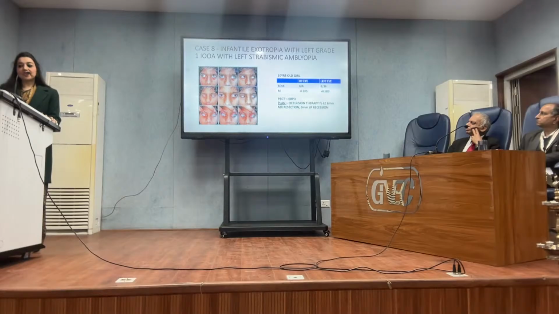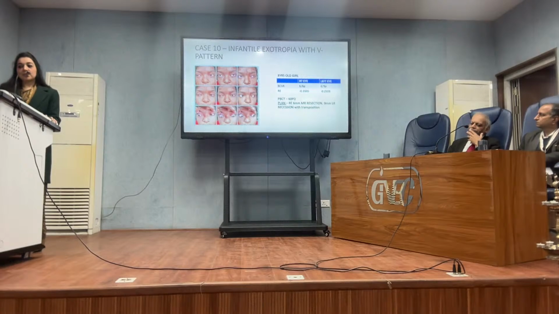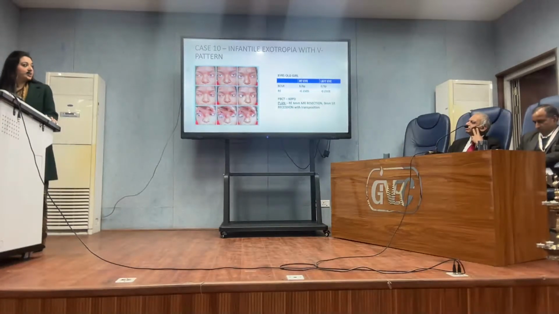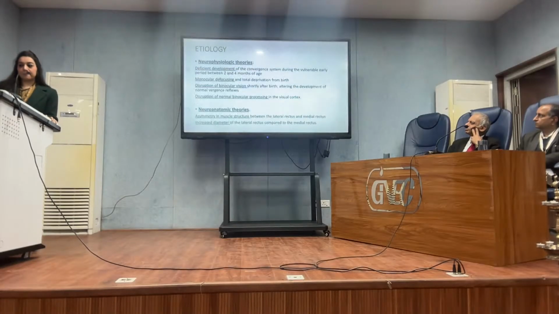This is a case of a 10-year-old girl, infantile exotropia with grade 1 inferior oblique overaction with strabismic amblyopia. Occlusion therapy followed by surgery was the plan. This also is a V pattern infantile exotropia without any oblique overactions. So here also 6 mm MR resection with 9 mm LR recession with transposition was done.